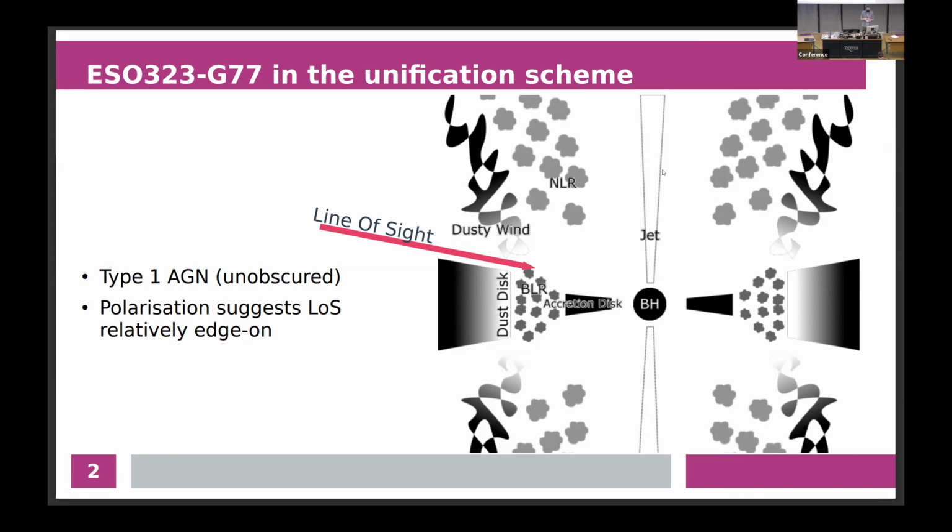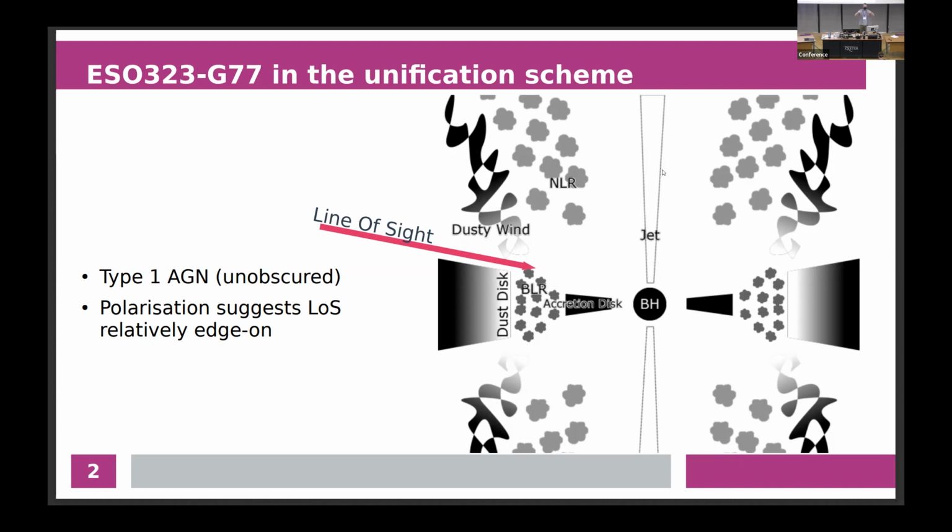The inner edge of this disk and the launch region of the wind is what causes the obscuration. ESO 323 is a type 1, which means that we're looking over the top of the disk and we can see the central region and the hot dust, nice and unobscured. What's special about ESO 323 is that polarization suggests we're looking relatively edge on for a type 1.